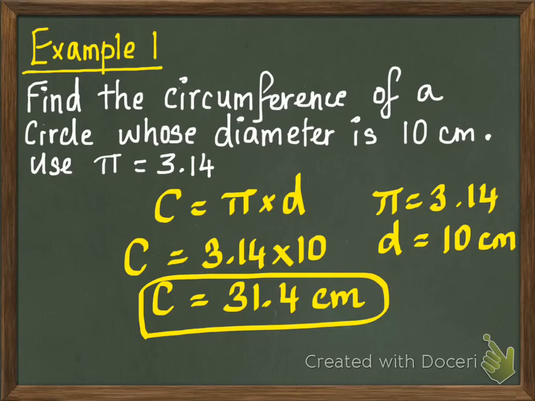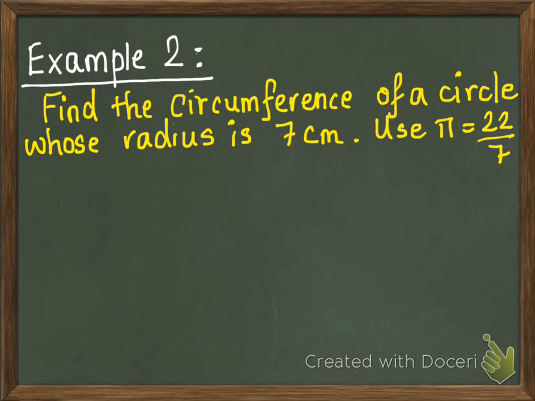Now let's look at another example where the radius is given and the pi value is 22/7. Let's say we have, find the circumference of a circle whose radius is 7 centimeters. Use pi is equal to 22/7. Since the question is given in terms of radius, we will begin by writing the formula as C is equal to 2 pi r, or 2 times pi times r.